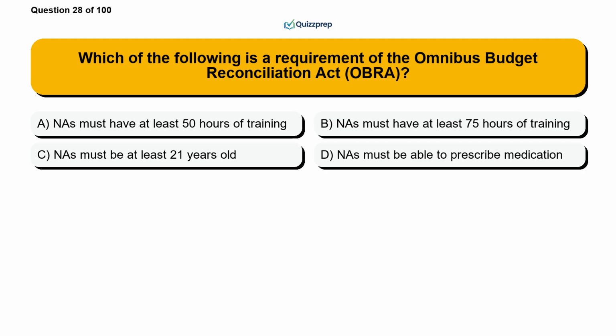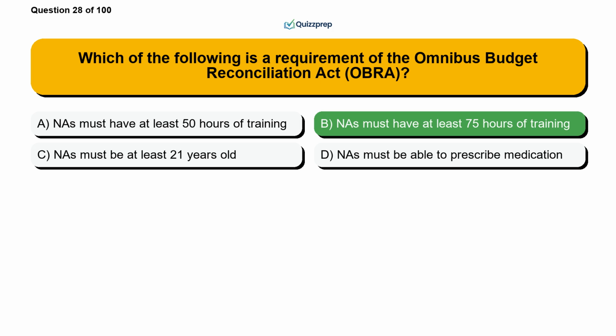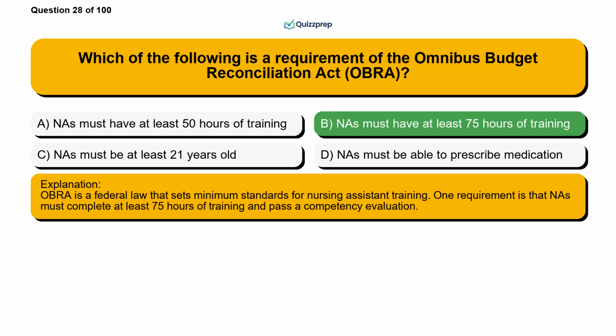Option A, NAs must have at least 50 hours of training. Option B, NAs must have at least 75 hours of training. Option C, NAs must be at least 21 years old. Option D, NAs must be able to prescribe medication. The correct answer is option B, NAs must have at least 75 hours of training. OBRA is a federal law that sets minimum standards for nursing assistant training. One requirement is that NAs must complete at least 75 hours of training and pass a competency evaluation.